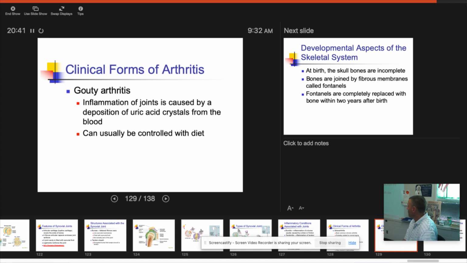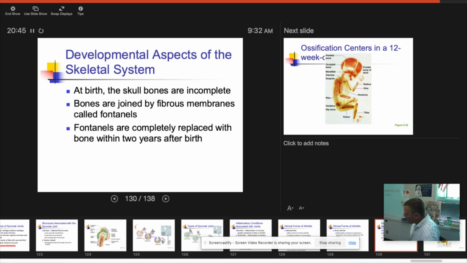Okay, then developmental aspects of the skeleton. At birth, the skull bones are incomplete. That is, there are gaps in them. We looked at this once before. They're joined by membranes called fontanelles. And what do we call those in a baby? A baby's skull has soft spots, right? But that's what they are, those fibrous connections. They're completely replaced with bone within the first couple years from birth.